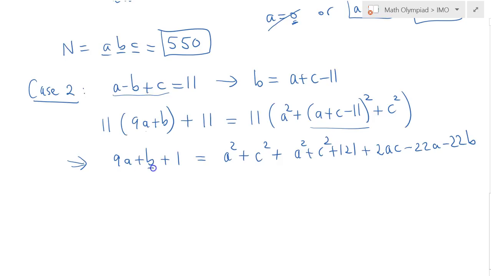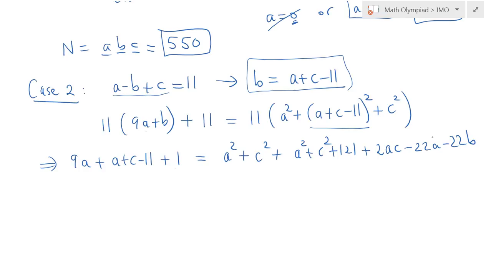Yeah, I can even substitute the b here with that expression, right? So why not? So I don't have to have an extra line there. So let me go ahead and do that. So it's 9a plus, replace the b with a plus c minus 11, and then I have a plus 1, and I have this whole expression here. All right, so what do we do next?